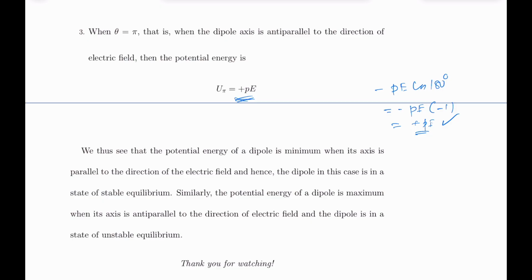So in this lecture, we have seen what is the torque acting on a dipole when it is placed in a uniform electric field, what is the work done in deflecting a dipole in an electric field, and what is the potential energy of a dipole when it is placed in an electric field at an angle theta, where theta may have any value.